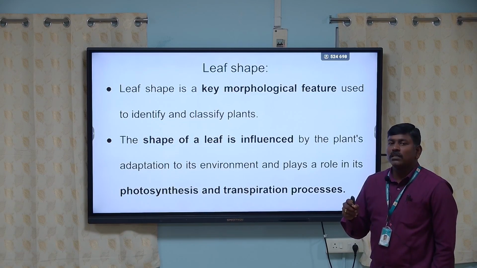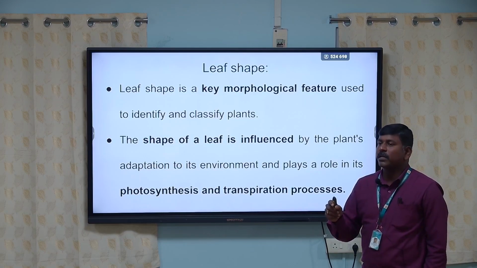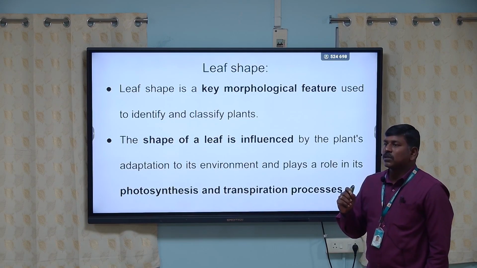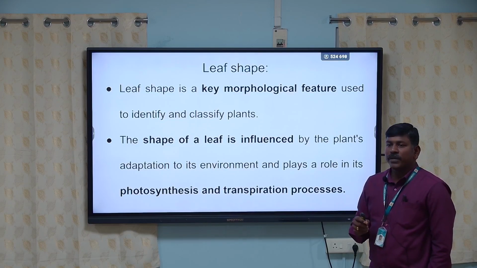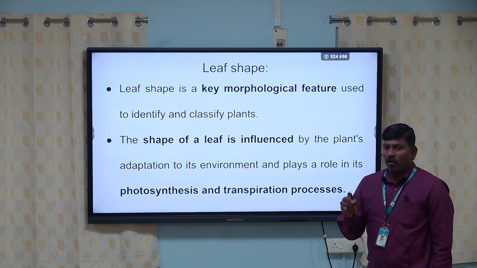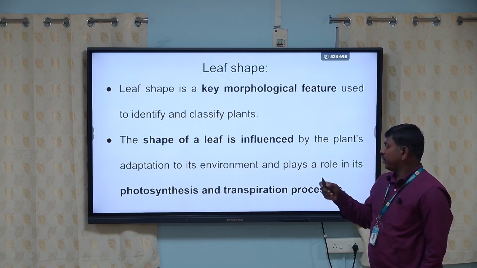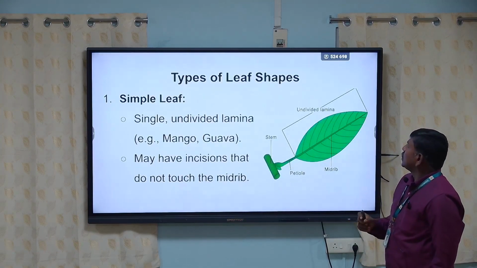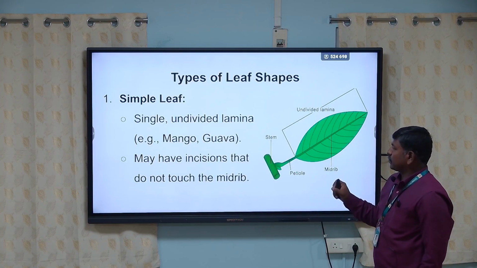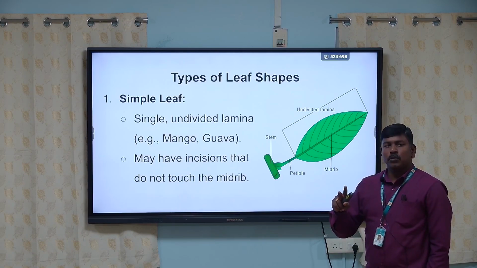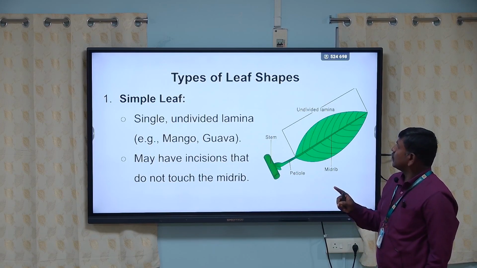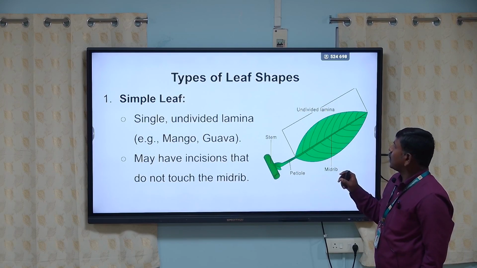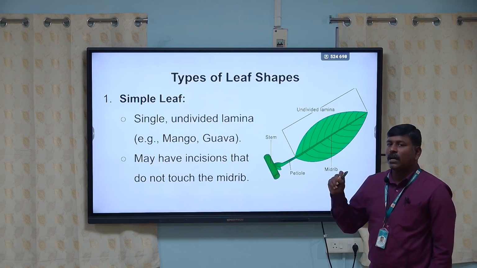We know that very well. The photosynthesis process is very important to produce oxygen and everything. We know that if human beings want to live, we need oxygen. The photosynthesis process is very important here. Now the types of leaf shapes. We have two different types of leaf shapes: one is the simple leaf, another one is the compound leaf.